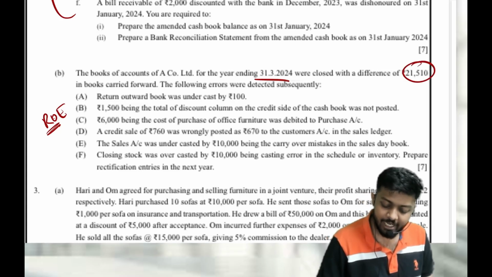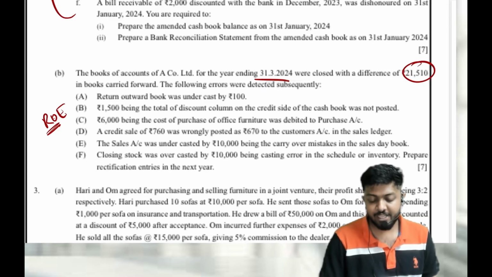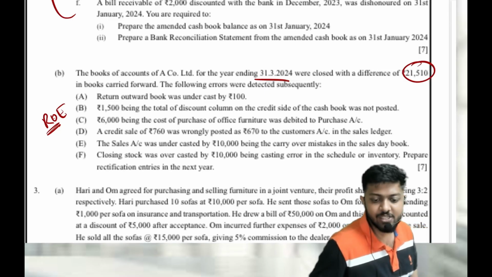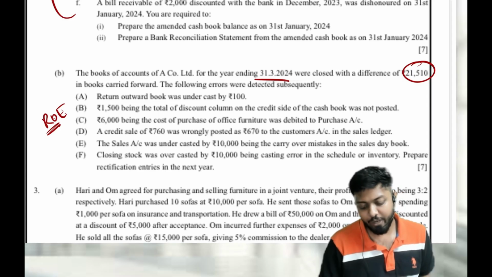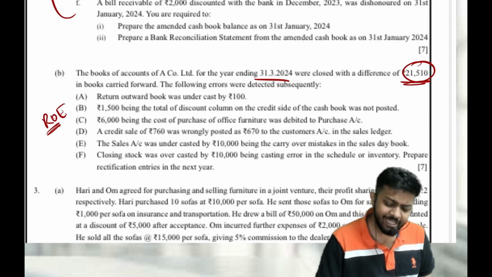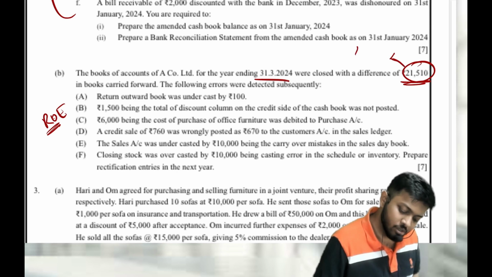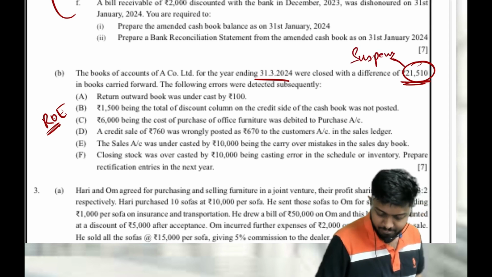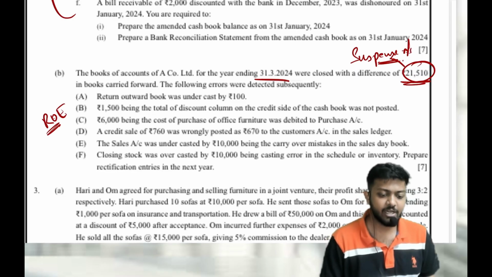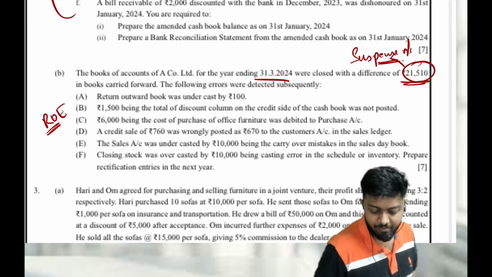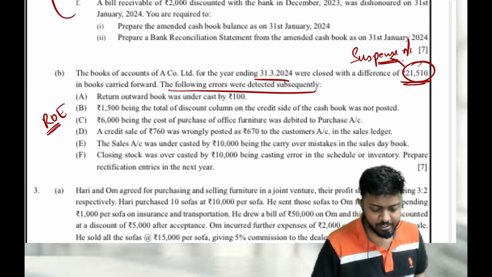Now what they are telling here, tell me. Closed with a difference, they prepared a trial balance, but the trial balance did not tally. It had a difference of 21,510. That they would have of course transferred to suspense account. That's what we do now. We transfer the difference to suspense account. Now they have discussed the errors. Let's see what it is.